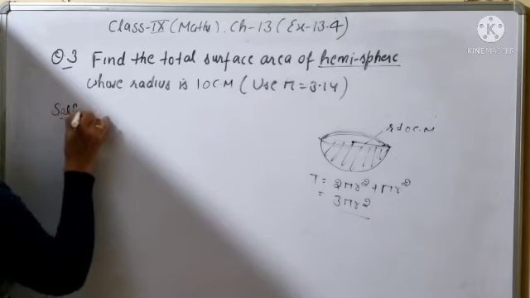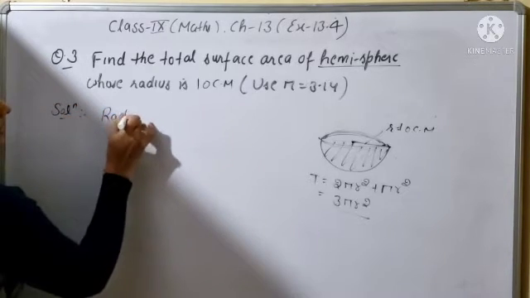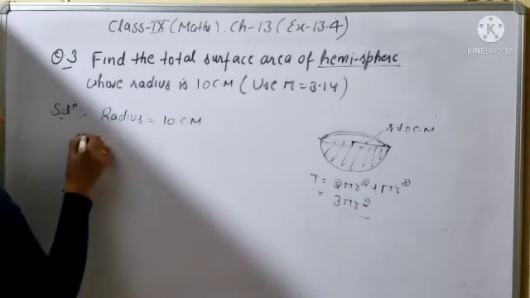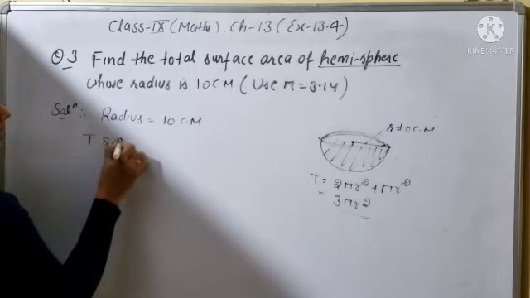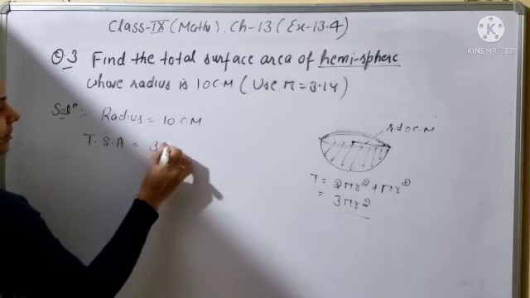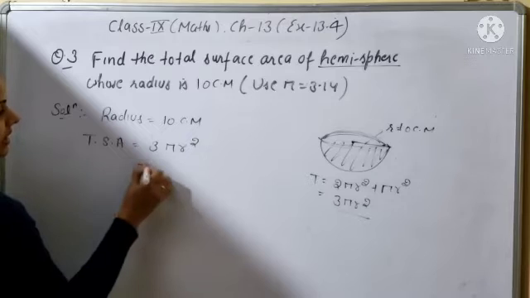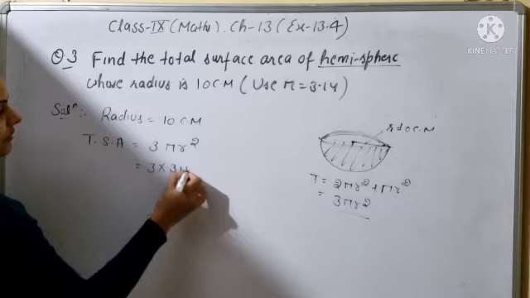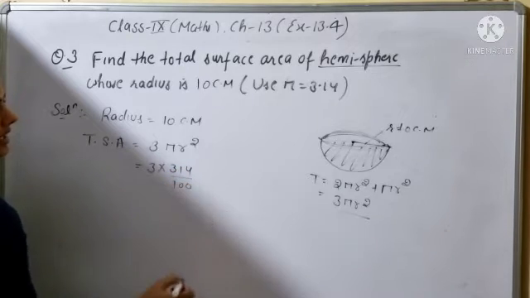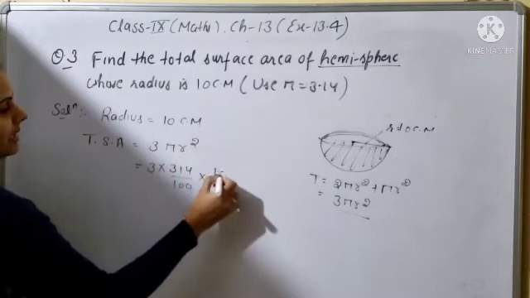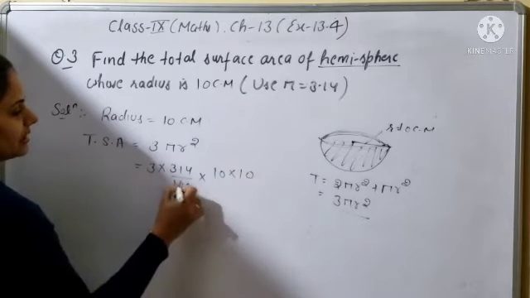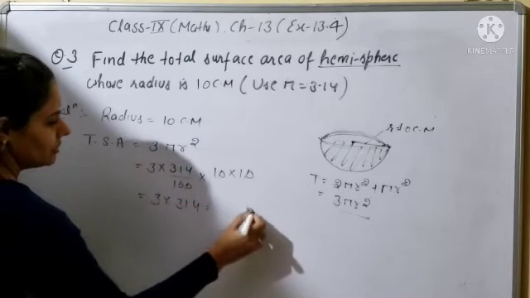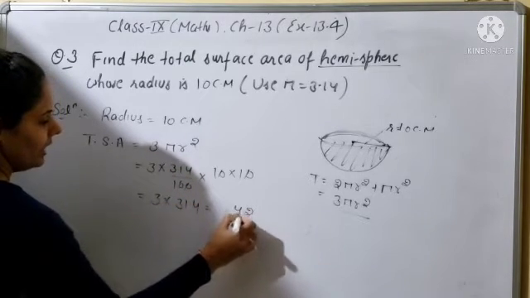So solution, radius of hemisphere is equal to 10 centimeter. Now the total surface area of hemisphere will be 3 pi r square. Okay, so 3 into pi. Here pi is given, you will take 3.14. So 314 upon 100 I am writing, removing the decimal, into r square. So r will be 10 into 10. Now you can cancel out both the zeros. So it will be 3 into 314. So 3 4s are 12, 1, 3 1s are 3 and 1 4, and 3 3s are 9.